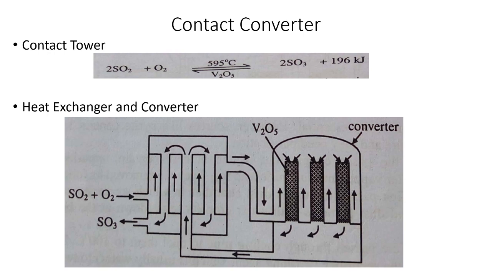Now we'll move to the next step of the manufacture of sulfuric acid, and that is the absorption unit. Now your sulfur dioxide is converted to sulfur trioxide. The last step is that sulfur trioxide is to be converted to sulfuric acid, using this reaction. When sulfur trioxide is treated with water, it will be converted to sulfuric acid. And here also the hydration of sulfur trioxide to form sulfuric acid is an exothermic reaction which releases a lot of energy.